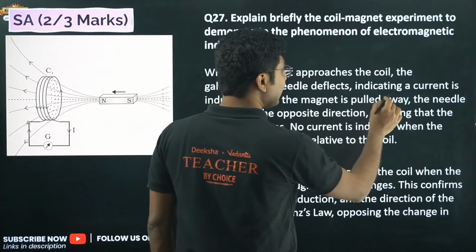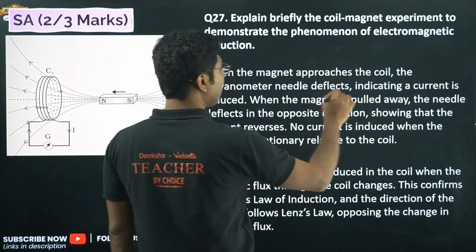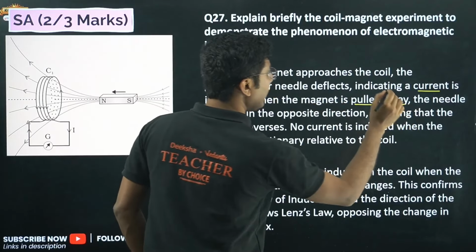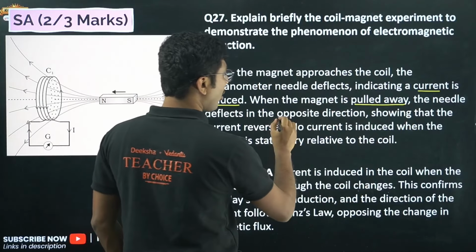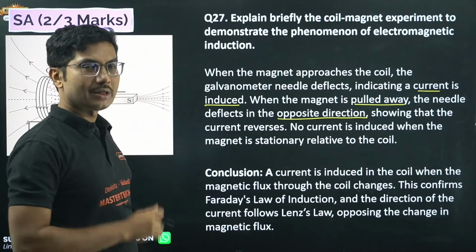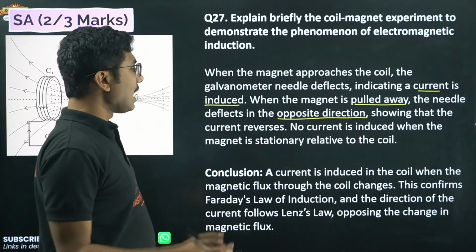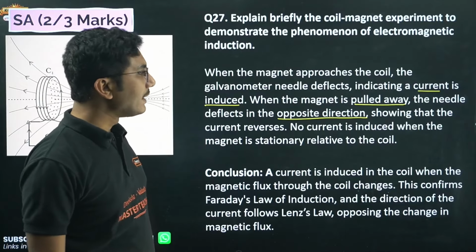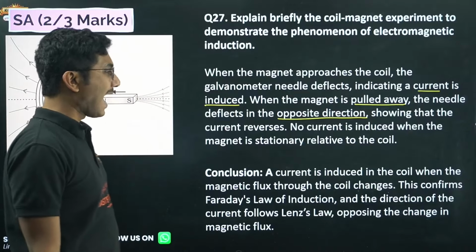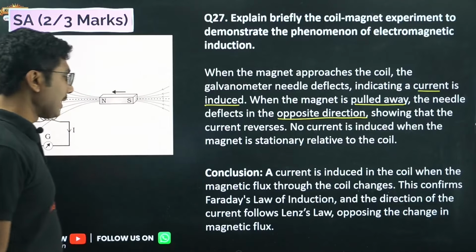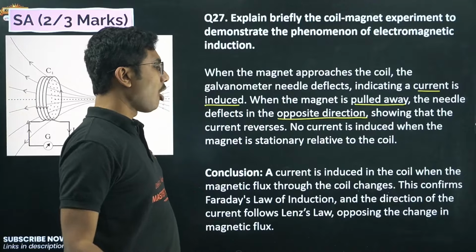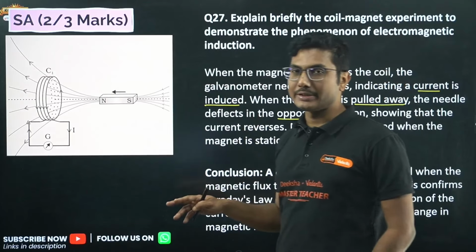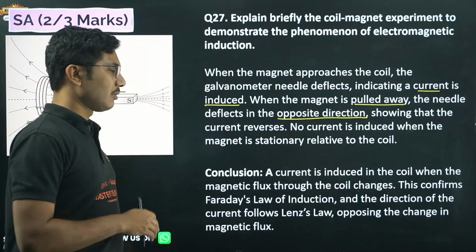When the magnet is moving towards the coil, the galvanometer deflects, indicating a current is induced. When the magnet is pulled away, the galvanometer deflects in the opposite direction. This has to be clearly mentioned. Now what is the conclusion? A current is induced in the coil when the magnetic flux through the coil changes. This confirms Faraday's law of induction, and the direction of the current flow follows Lenz's law, opposing the change in the magnetic flux. So both Faraday's law as well as Lenz's law can be explained from this observation.